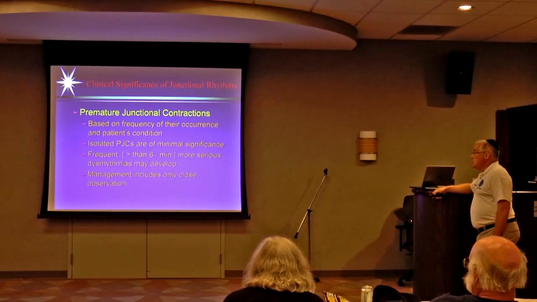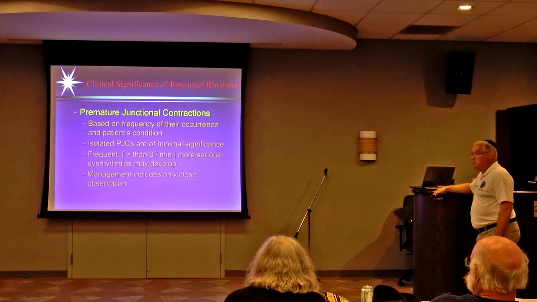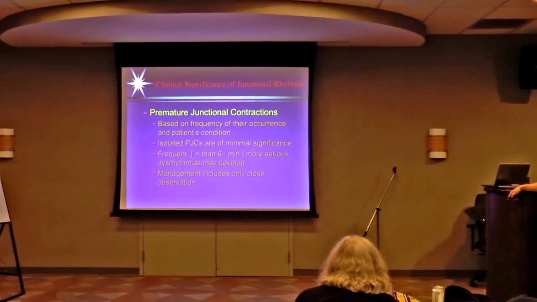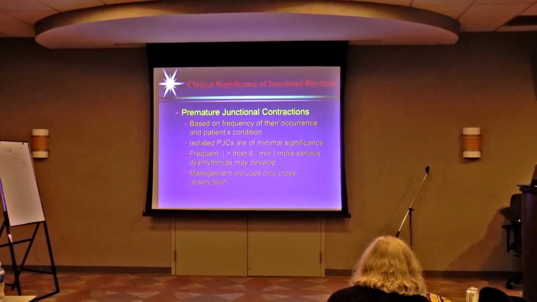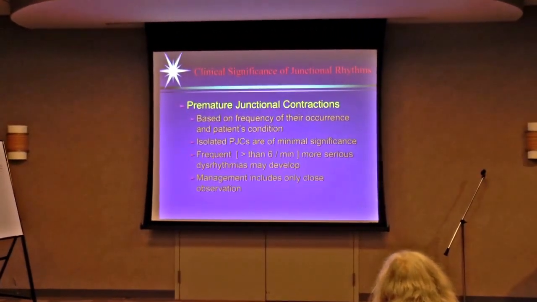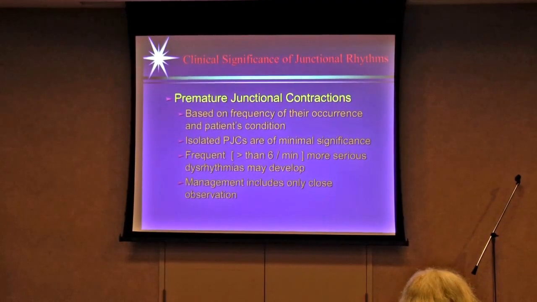Okay? So, any significance of a PJC in itself? No. Premature junctional contraction, no big deal, unless they're happening frequently. Remember we had the terms bigeminy and trigeminy. You could have one infrequently happening every 30 seconds, no big deal. You could have one normal beat, one PJC, that would be bigeminy. Two normal beats, one PJC would be trigeminy. That's a little more concerning.